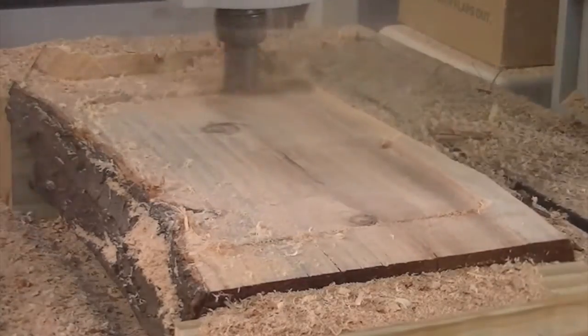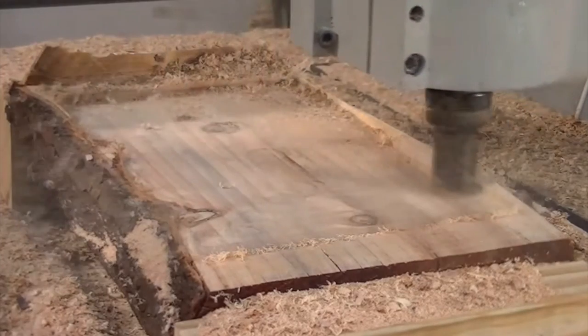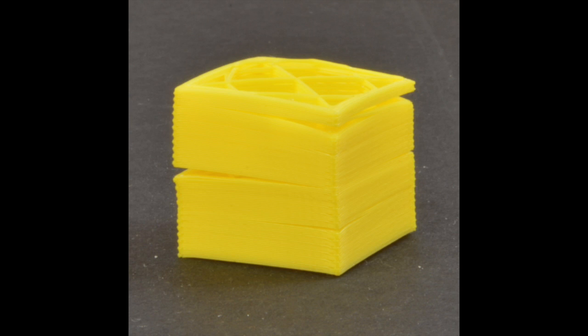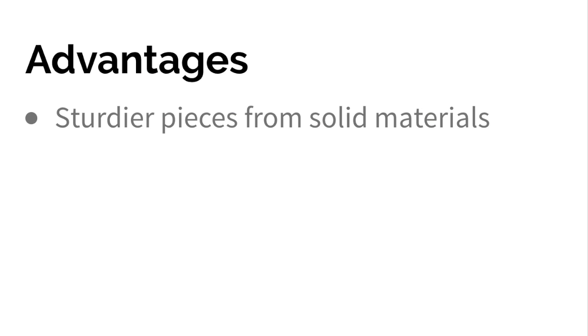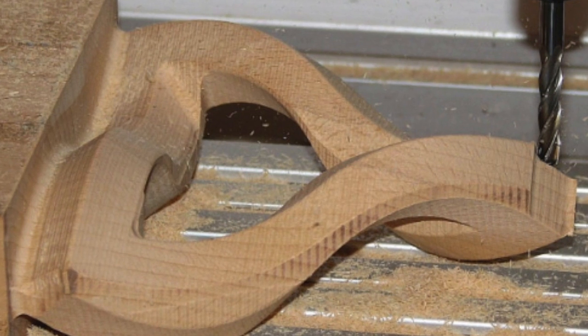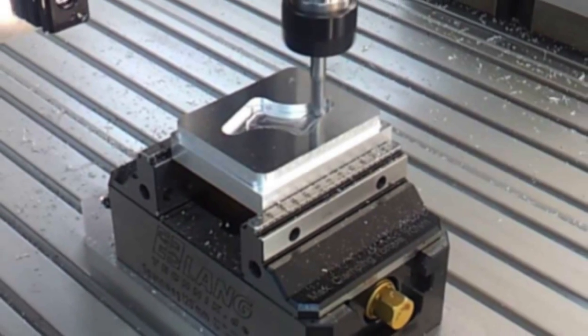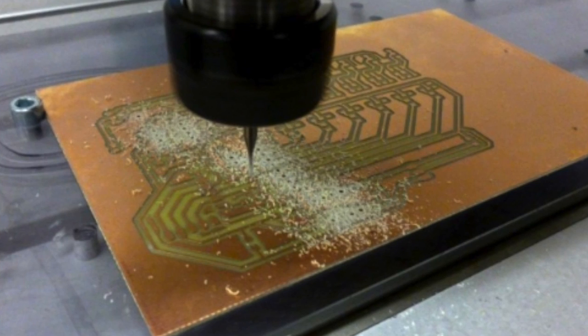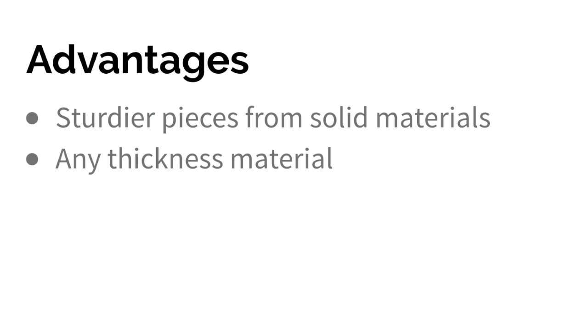CNCs are great because unlike a 3D printer where you're melting layers of material together, the pieces you cut will be sturdier because they start as a solid material. Common materials used are wood, soft metals like aluminum, and PCB boards for electronics. Another advantage is that unlike most laser cutters that can only cut through material up to a quarter-inch thick, a CNC can cut through any thickness material as long as it fits in the limits of the machine.